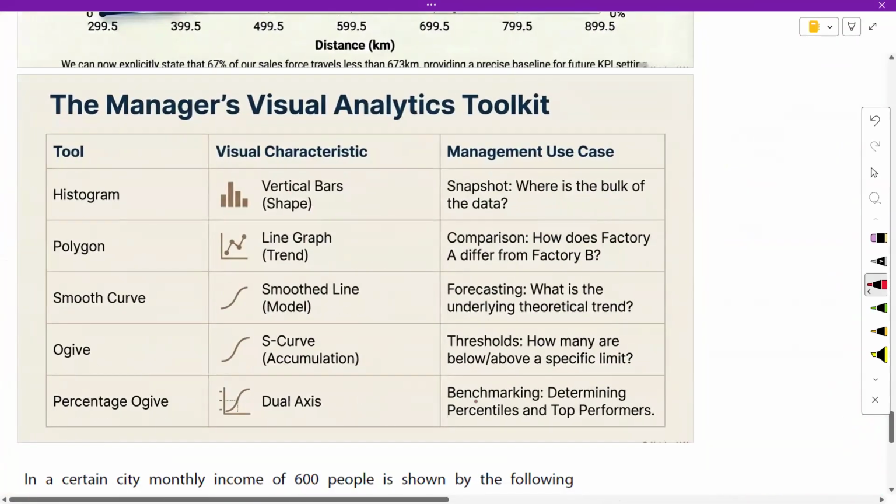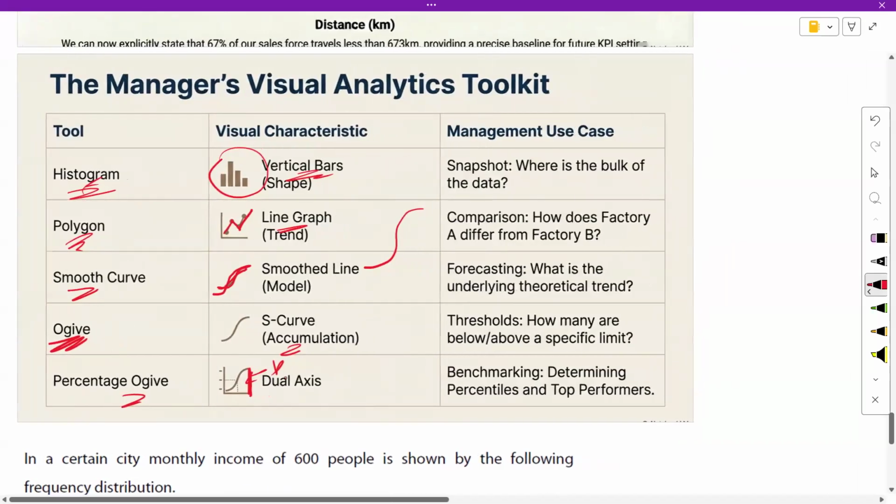Here we come to the summary. The histogram shows us visual bars. The polygon is a line graph, so you can connect the points using a ruler. And with a smooth curve, we can see the modes. Now, Ogives are like an S curve. The accumulation and percentage Ogive are on this side. Convert here to percentages.